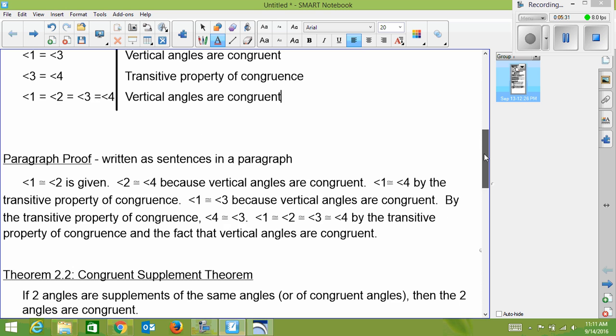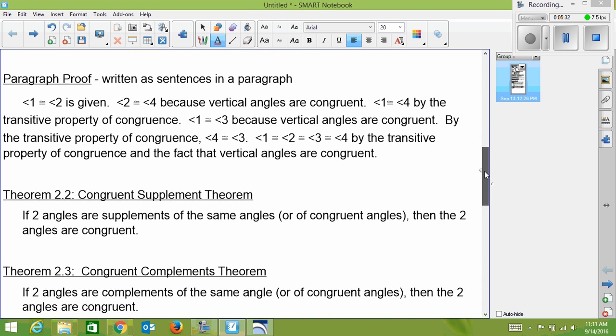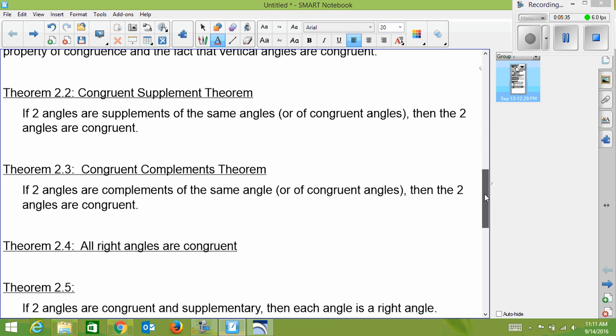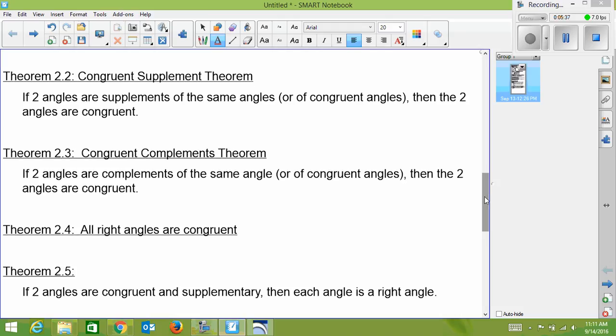So then we need to go through some more theorems for the next part here. Theorem 2.2 is the congruent supplement theorem. If two angles are supplements of the same angles, or of congruent angles, then the two angles would also be congruent to each other. Theorem 2.3, congruent complements theorem, is the same thing. It's just with complementary angles. If two angles are complements of the same angle or of congruent angles, then the two angles are congruent.